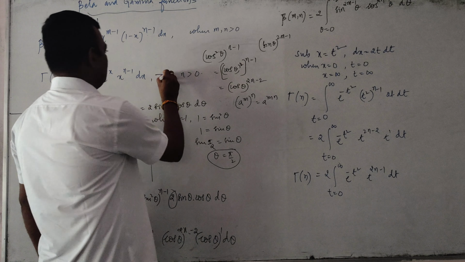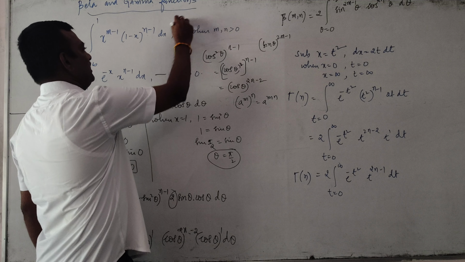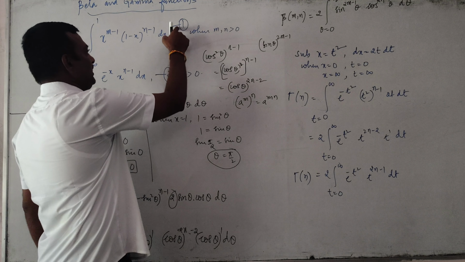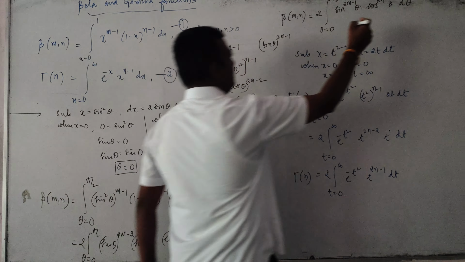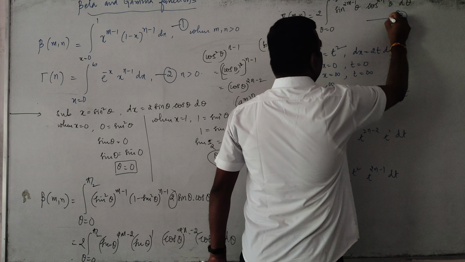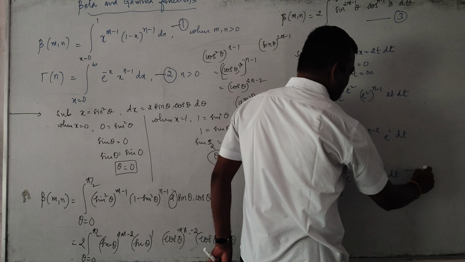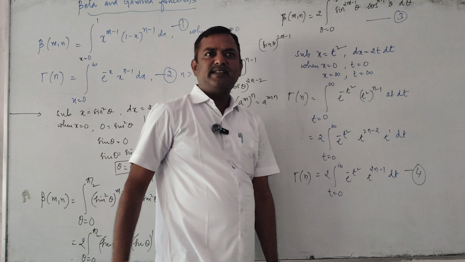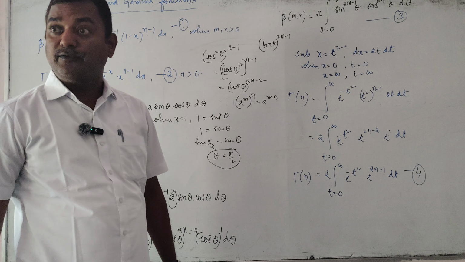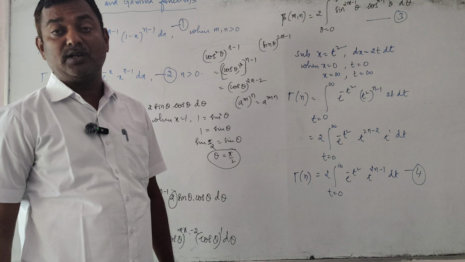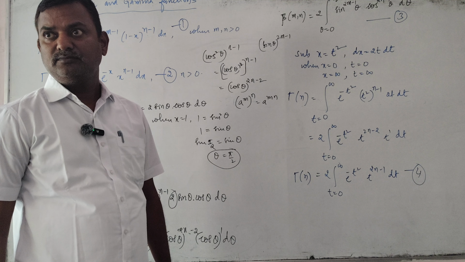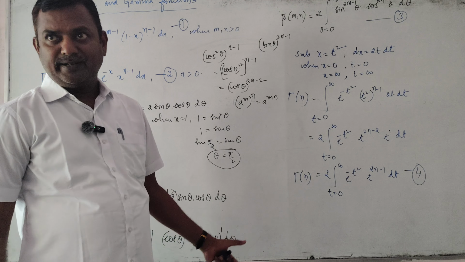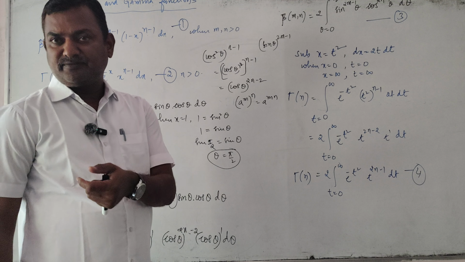You remember, this is the first one, this is the second one. The equivalent notation of 1 is this 3, right? The equivalent notation of 2 is 4. 1 and 3 are the same. 2 and 4 are also the same. So if you find any difficulty, please feel free to ask.